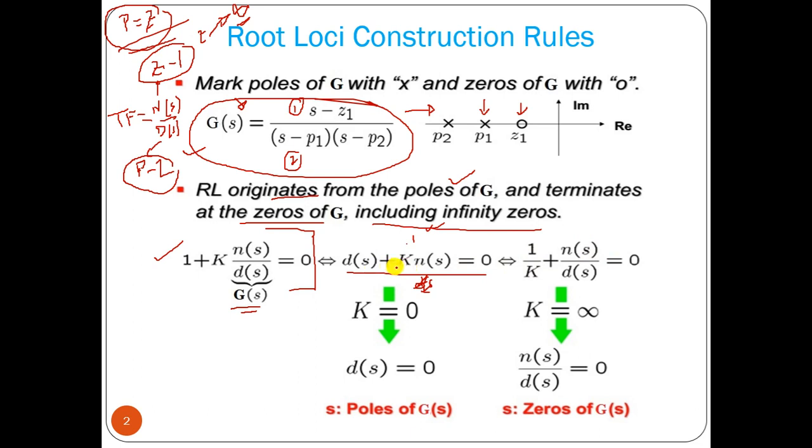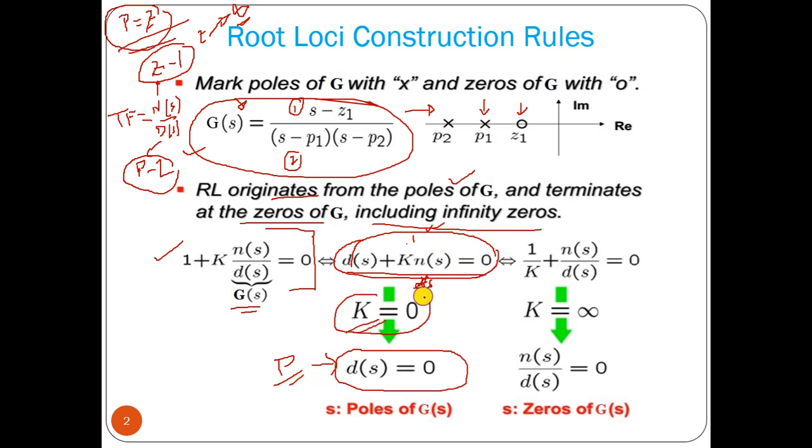So from this particular equation, that is D(s) by k plus N(s), what we can see is, if we put k equal to 0 in this equation, what will happen? D(s) equal to 0, right? And D(s) is the denominator polynomial from which we can get the value of poles. So when k equals 0, that shows that we will have the equation D(s) equal to 0. That means that is the pole of the transfer function.